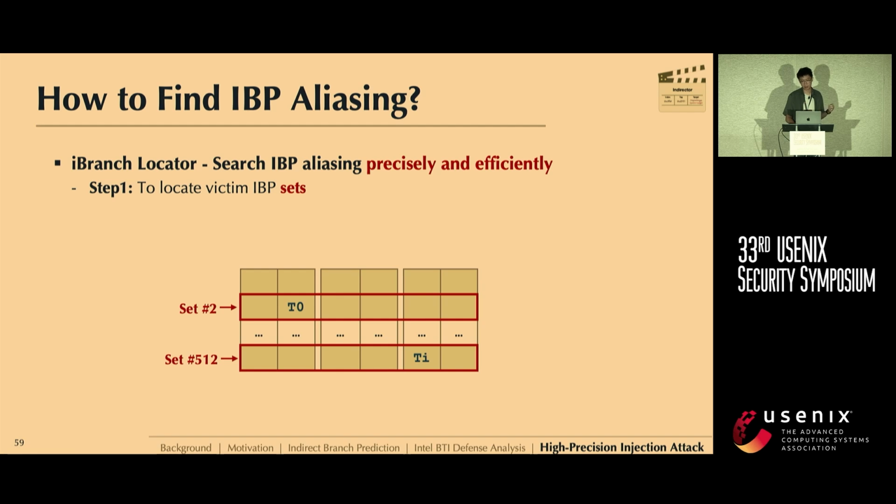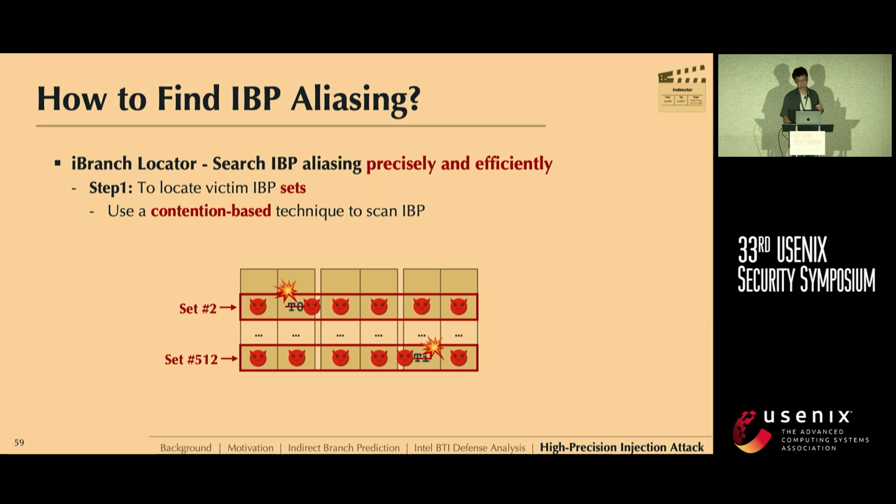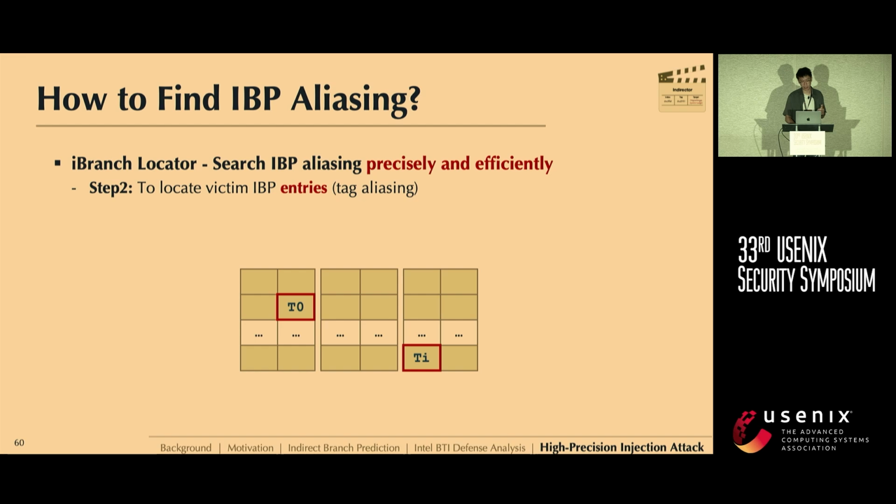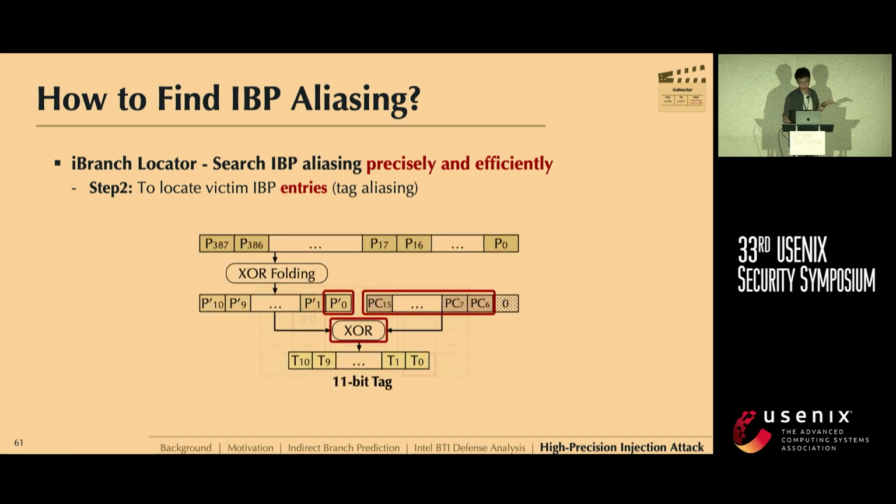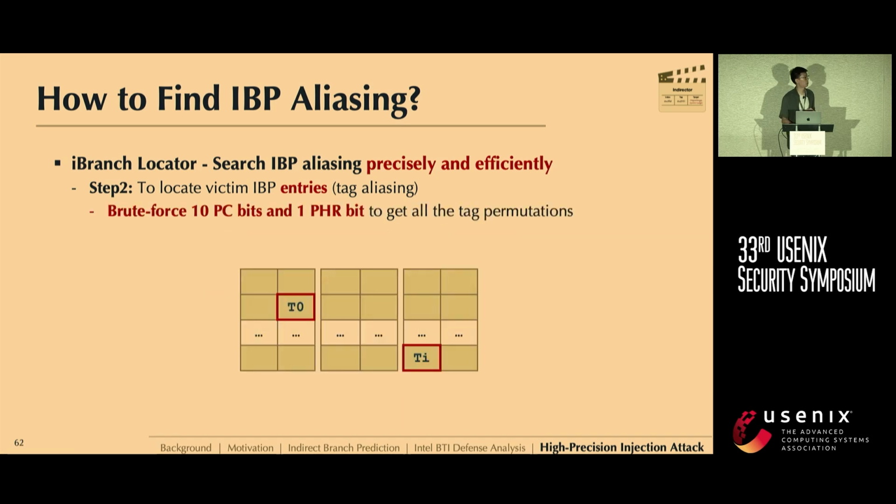The first step is to locate the victim IBP set. We use a contention-based technique to scan IBP. When the victim and attacker co-locate in the same set, we detect contention happening between them. Otherwise, no contention happens. Then we locate the victim entries by searching tag aliasing. We found PC is XORed with PHR at the final step in the tag hash function. This means only 11 bits need to be brute forced to get all the tag permutations instead of the entire PHR. Once we detect misprediction, we successfully find IBP aliasing.